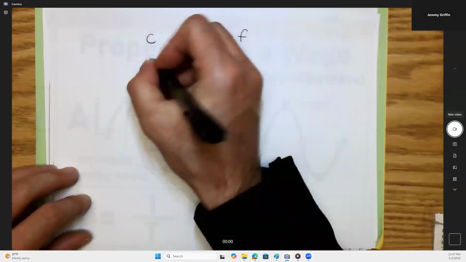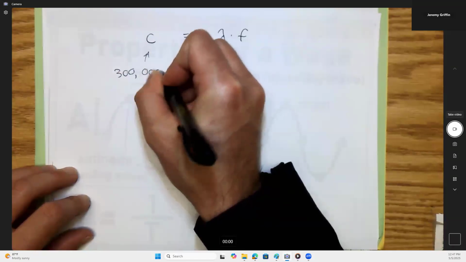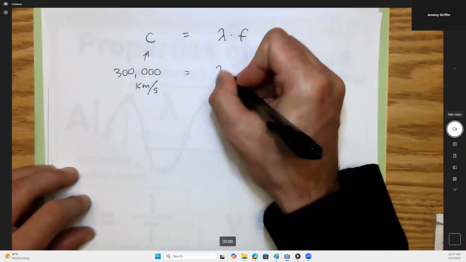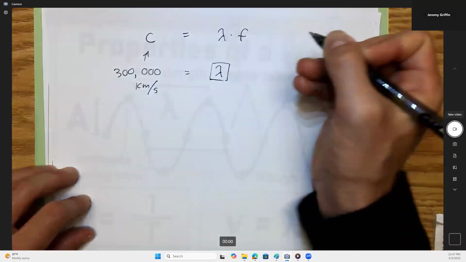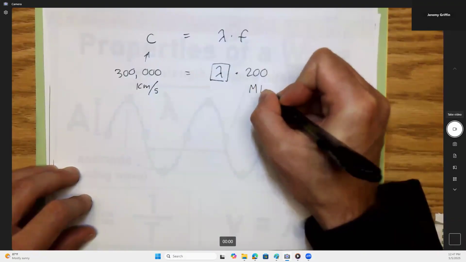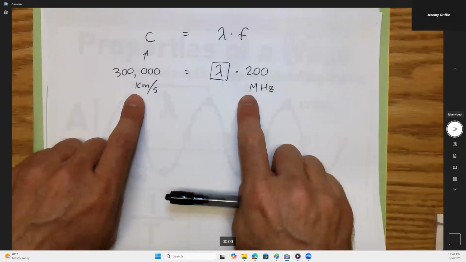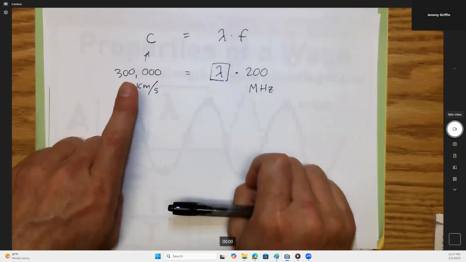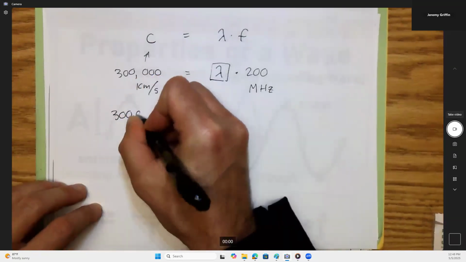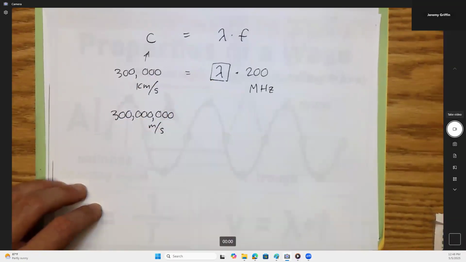Now, say 300,000 kilometers per second, and we're solving for wavelength. This is lambda right here, and the frequency was 200 megahertz. Before I run to the calculator, I want you to take care of these prefixes. Kilo is a factor of what? 1,000. And then 300 million meters per second in base SI units.